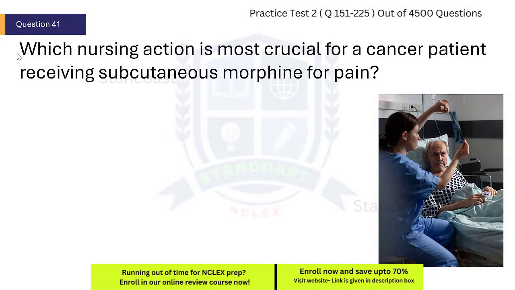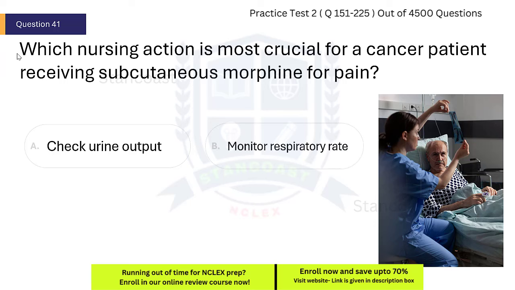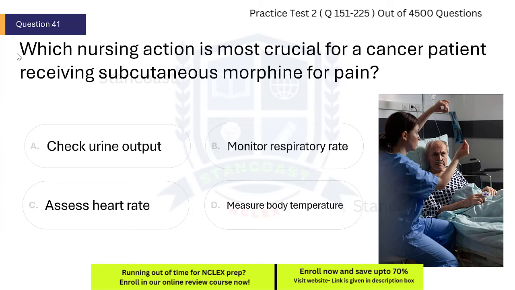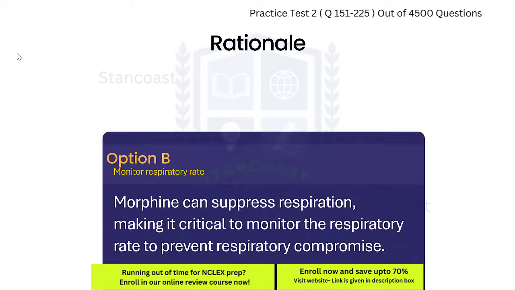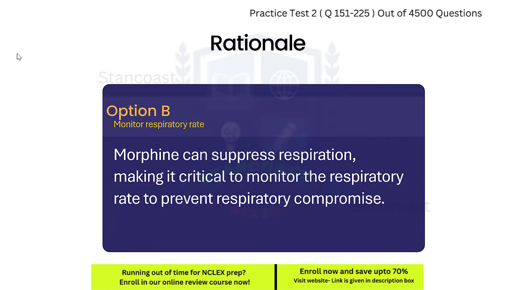Next one. Which nursing action is most crucial for a cancer patient receiving subcutaneous morphine for pain? A. Check urine output. B. Monitor respiratory rate. C. Assess heart rate. D. Measure body temperature. Consider the primary side effects of morphine. The correct answer is B. Monitor respiratory rate. Morphine can suppress respiration, making it critical to monitor the respiratory rate to prevent respiratory compromise.